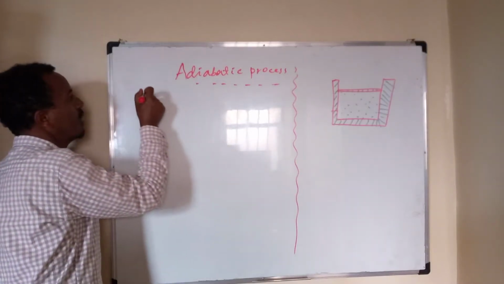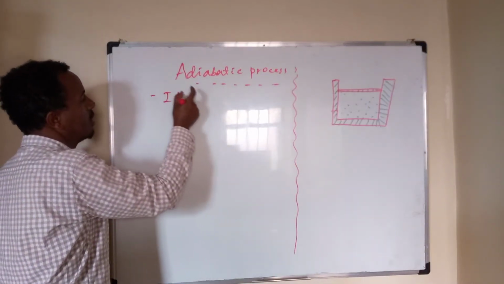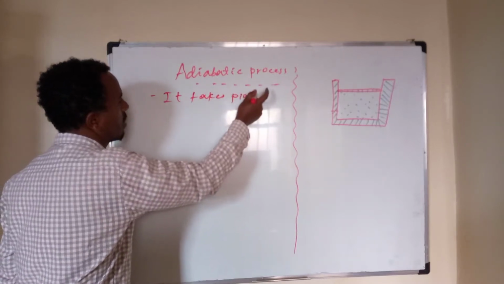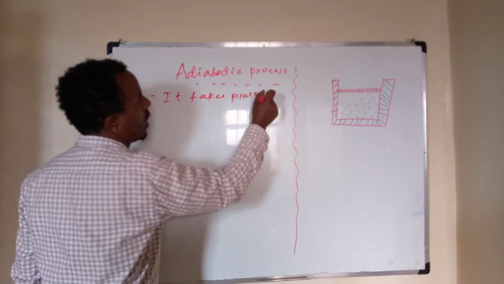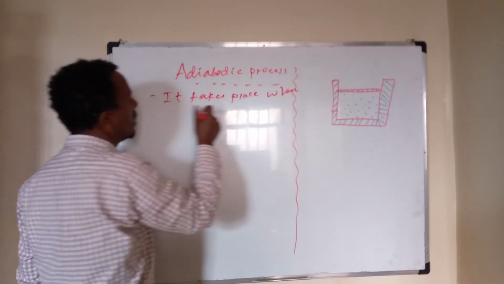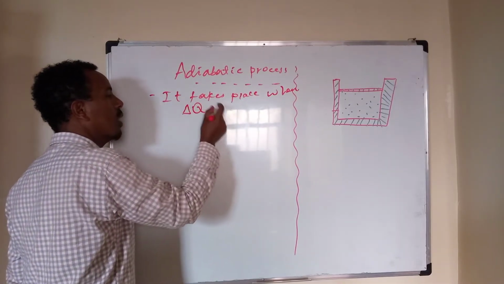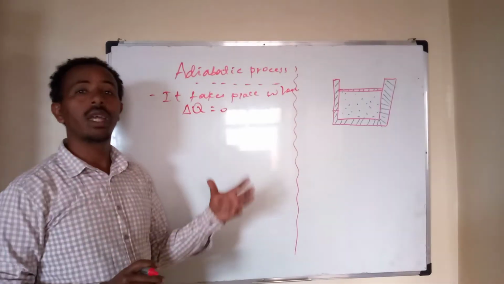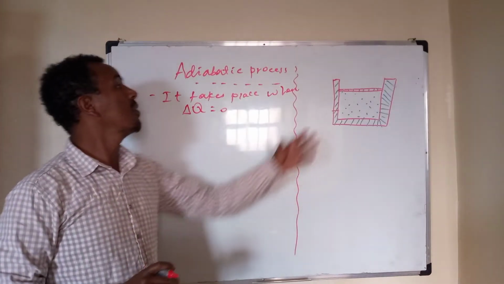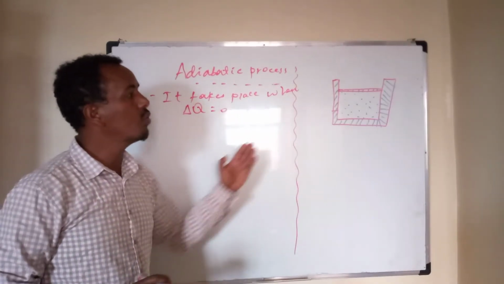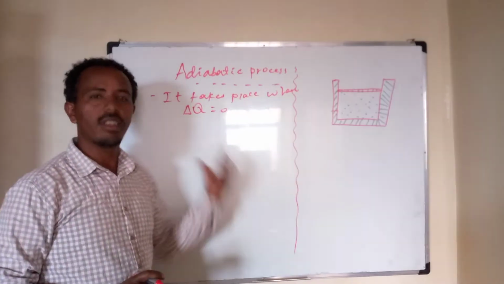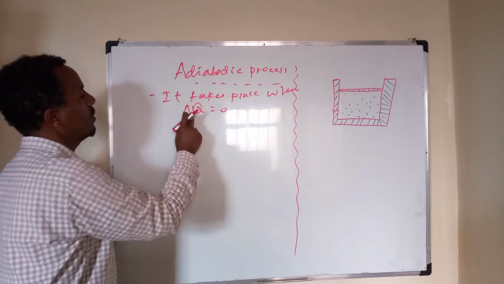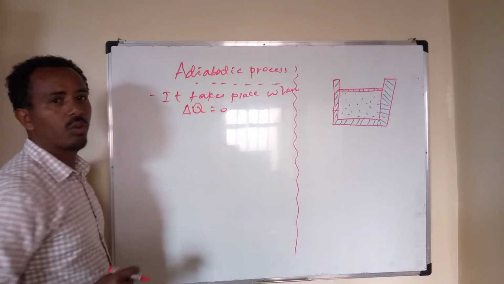Therefore, adiabatic process takes place when change in Q is equal to 0. Change in Q equal to 0 means there is no change of heat in the system. If there is no heat exchange between the system and the surrounding, change in Q is equal to 0. So adiabatic process takes place when change in Q is equal to 0.